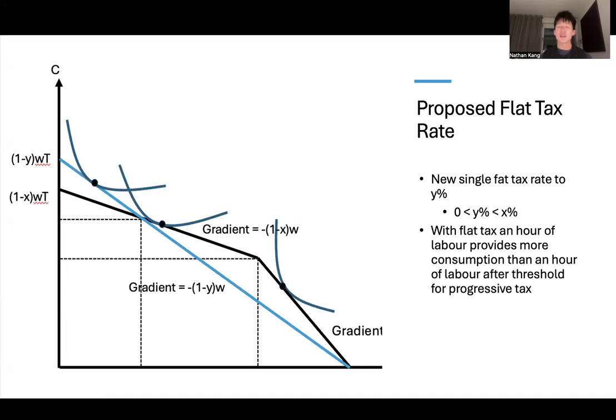Now let's look at our proposed flat tax rate system at Y%, which is going to be less than X%. Now, this flat tax rate states that regardless of how much our worker is making in income, they're going to be taxed at Y%. So there's no kink in our new budget line, which is this light blue budget line right here. Also note that with a flat tax rate, an hour of labor provides more compared to an hour of labor after the threshold for the progressive tax. Now, what do I mean by that?